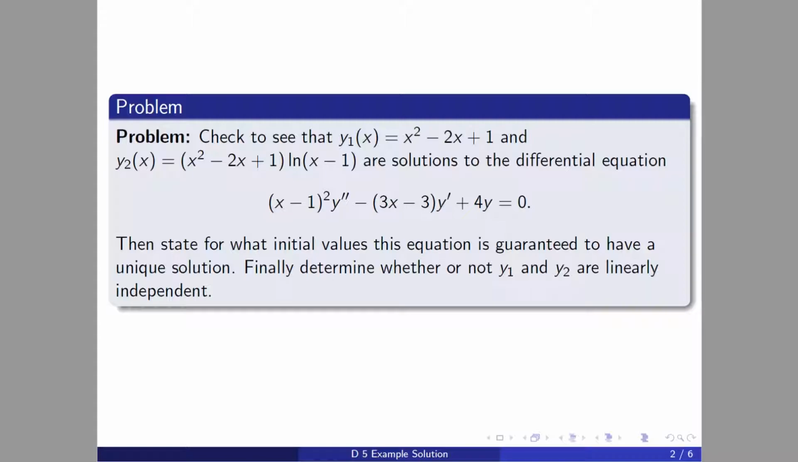Alright, so this is three phases. First, check that y1 and y2 in fact work by plugging them in. Second, reformat the equation to read off where it is guaranteed to have unique solutions. And finally, use the Wronskian to determine if y1 and y2 are linearly independent. So we'll start with phase 1. Let's just see if y1 and y2 even work.